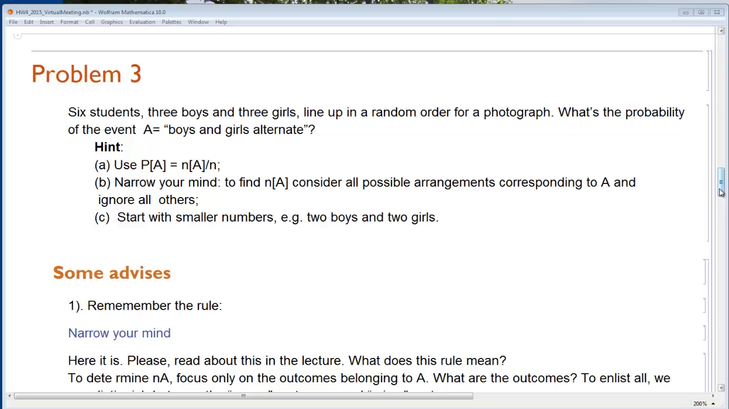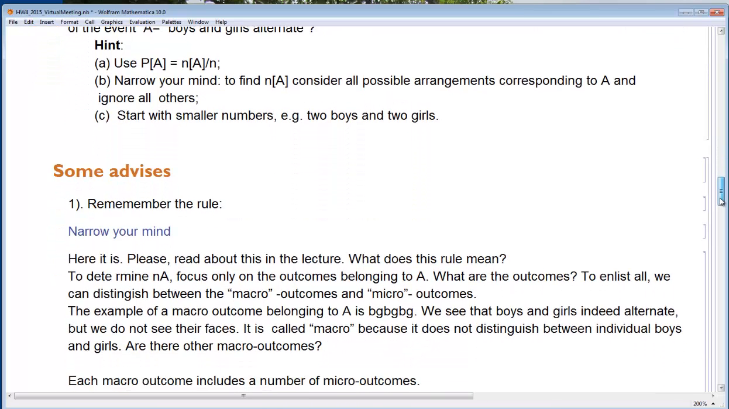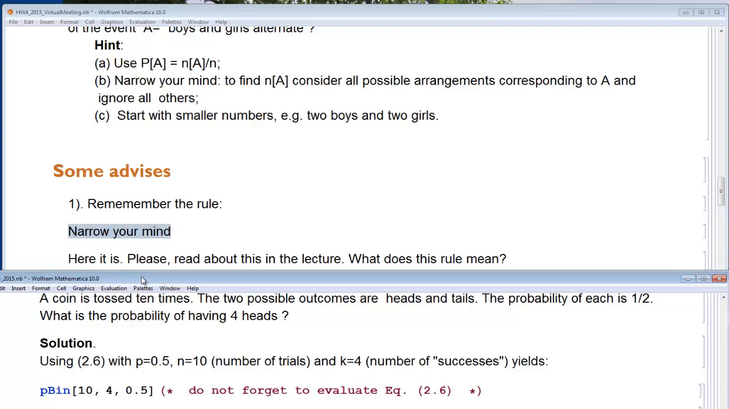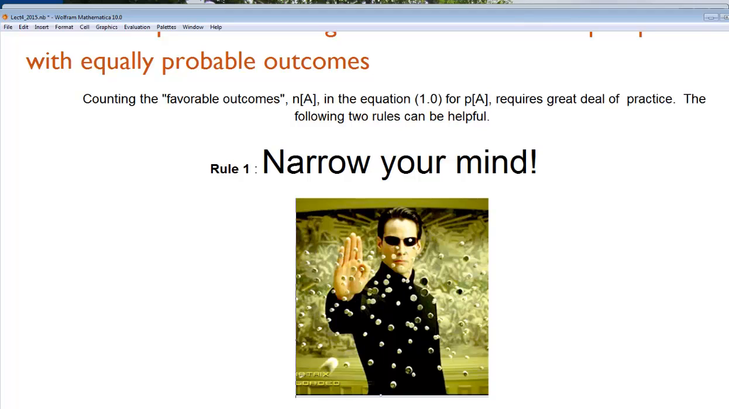Boys and girls alternate. How to count all the outcomes, not to miss anything? Some advice. Remember the rule, narrow your mind. Here it is. Please read about this rule in the lecture. What does this rule mean? It suggests that, in order to determine the number of outcomes in A, you focus only on the outcomes belonging to the event A.